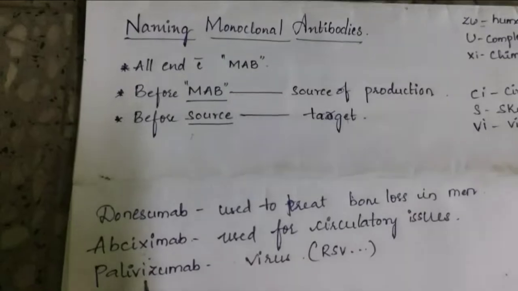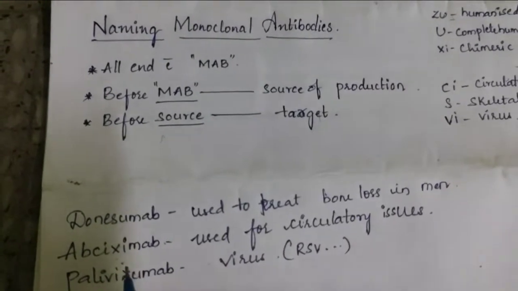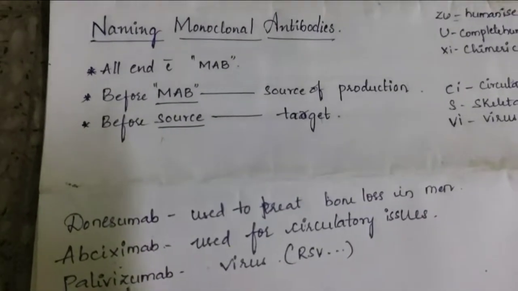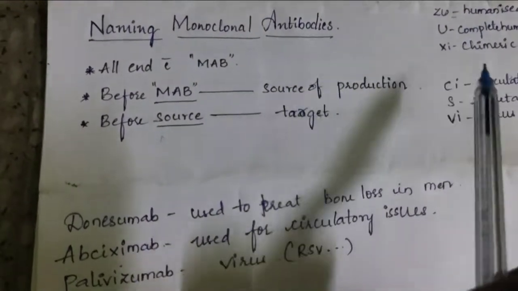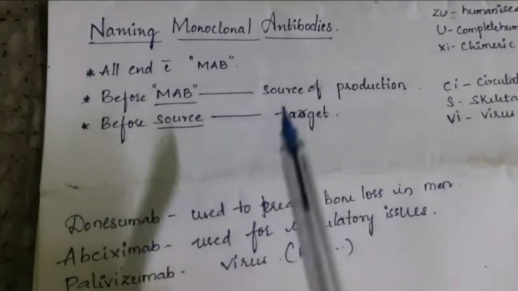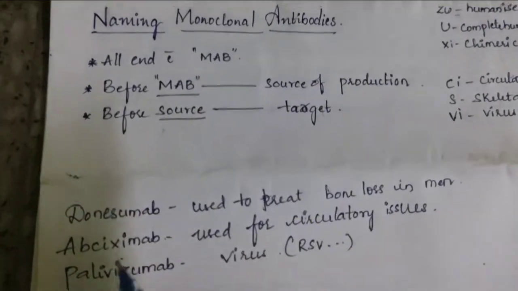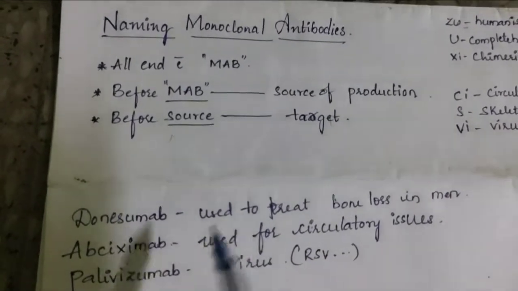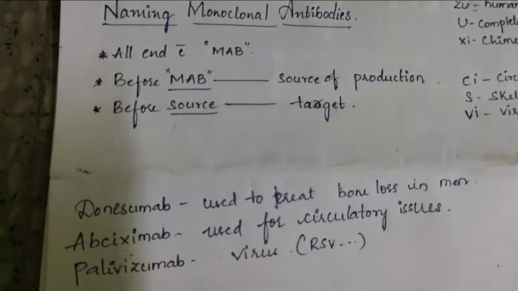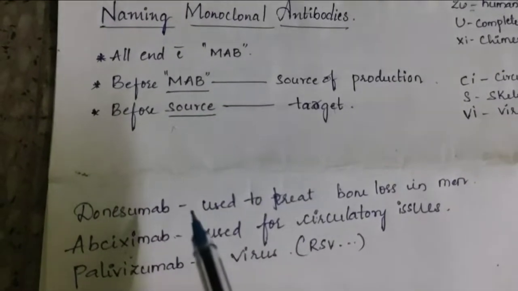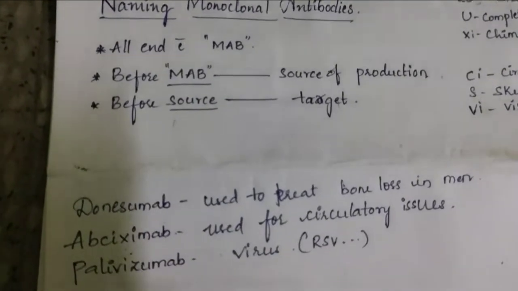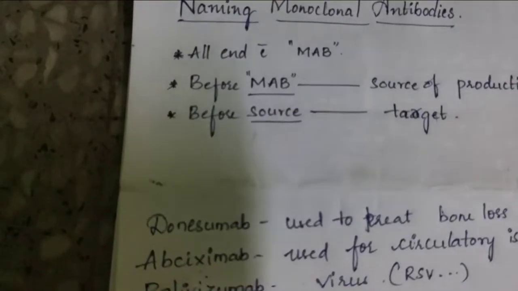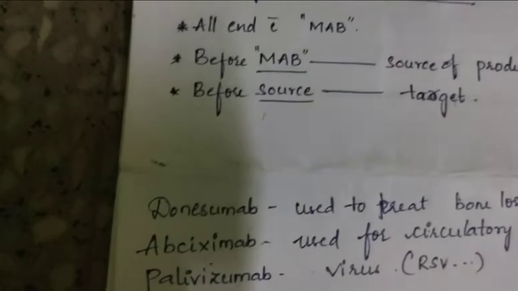And palivizumab is an antiviral monoclonal antibody. MAB stands for monoclonal, ZU stands for humanized, not completely human, and VI stands for virus. Palivizumab is usually given to prevent respiratory tract infections, for example RSV. Therefore, this is how the nomenclature of monoclonal antibodies is done.